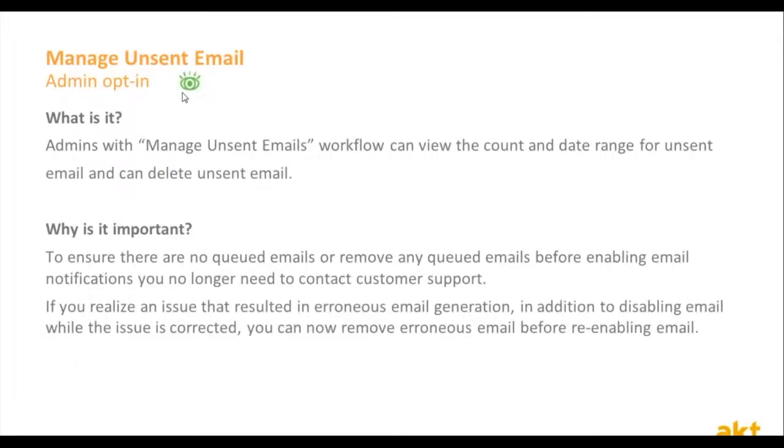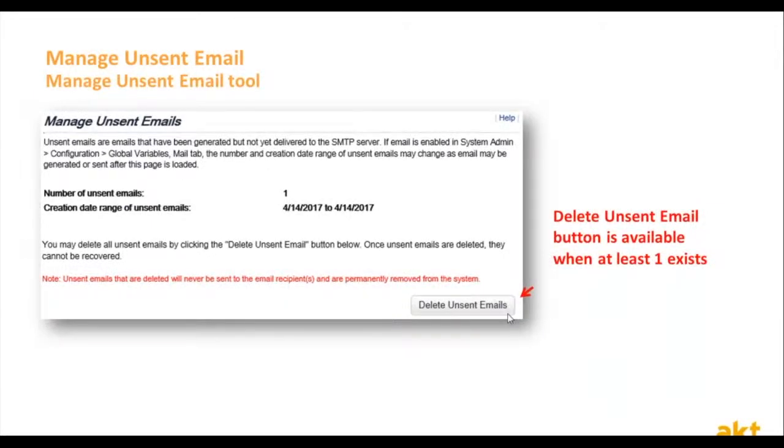Another thing, and this is also a customer suggestion, is manage unsent emails. Admins that have the correct workflow can now click on cancel emails. It's good for times when you have issues with your emails and users are getting corrupt emails. Until now, you just had the option to disable the emails. Now you also have the option to cancel all waiting in line emails. So when you click on enabling the email again, it will work without sending all the corrupted emails. You can see the tool here, and you can see that you have the button called Delete Unsent Emails.